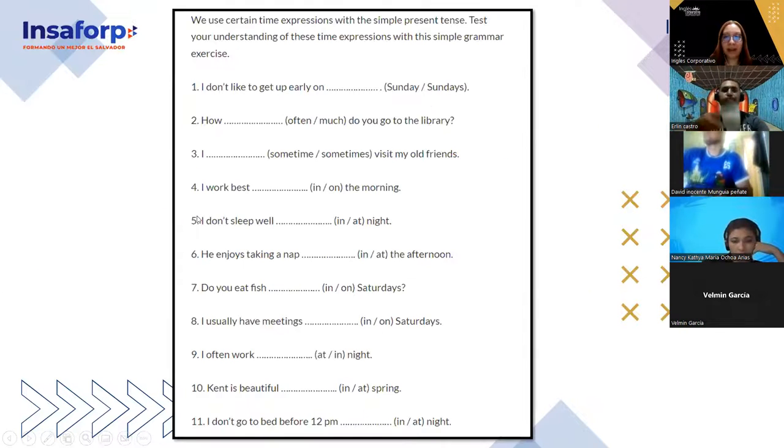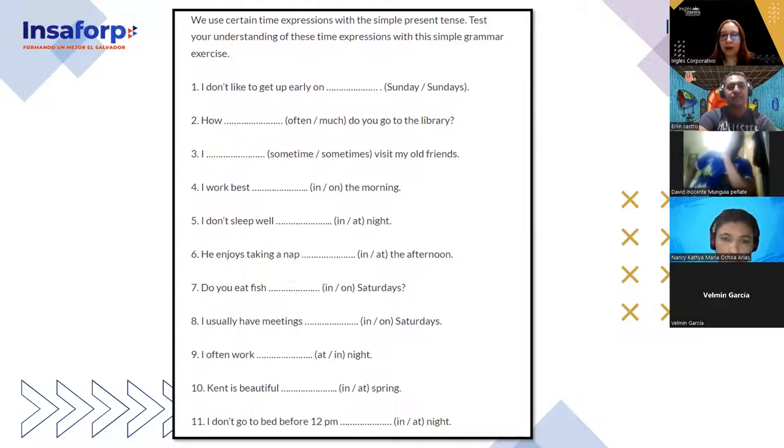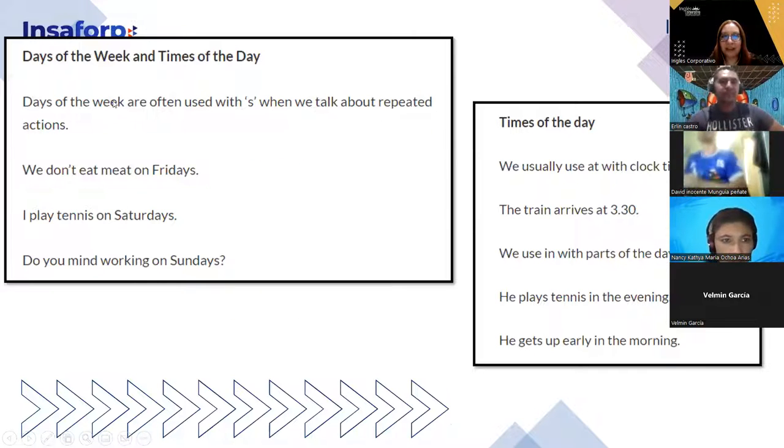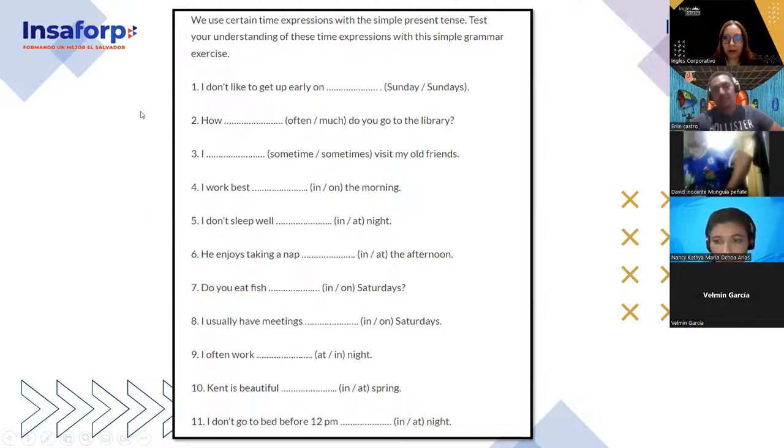Okay? So, we have an exercise in here. And it says, you're going to select the correct ones. Por ejemplo, la número uno nos dice, I don't like to get up early on. No me gusta despertarme temprano. Entonces, ¿cuál ocuparía acá? On Sundays. Correct. Sunday. Sundays. Según la regla que les mostraba yo ayer, dice que cuando le ponemos la S al día de la semana, cuando estamos hablando de cosas que se repiten siempre esos días de la semana. ¿Okay? Si todos los domingos, todos los martes, entonces en inglés normalmente no llevan la S. Pero si es algo que pasa sucesivamente, le puedo poner la S. Entonces, I don't like to get up early on Sundays, right?